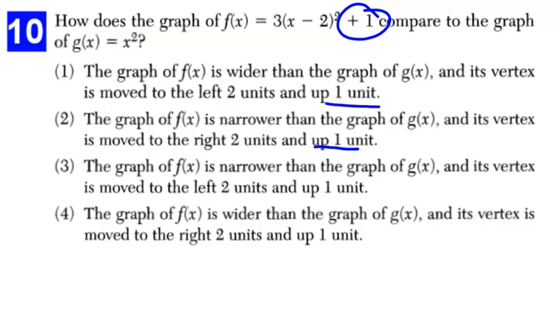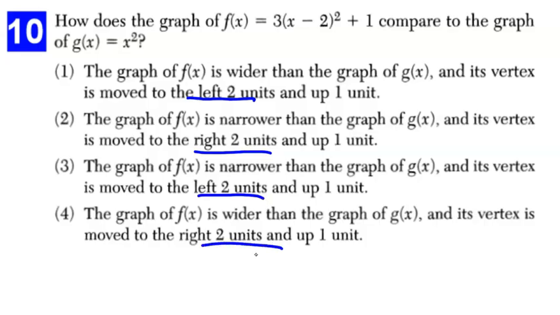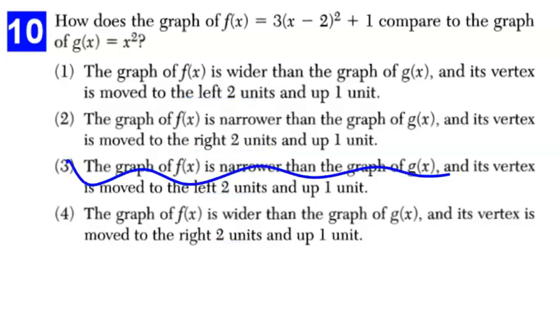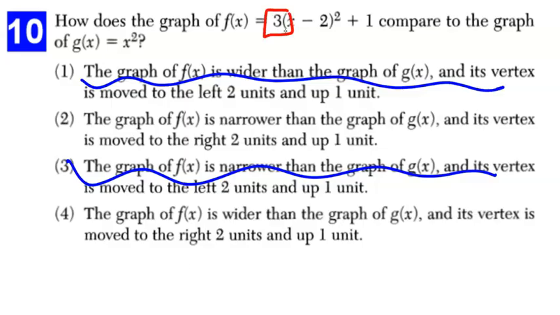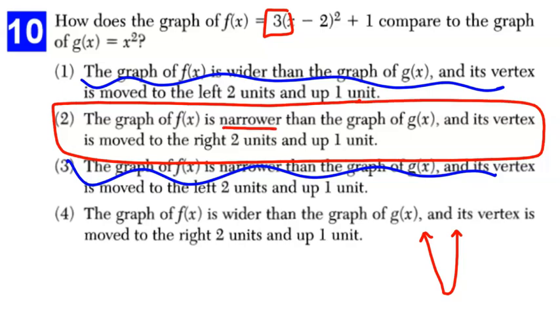So I'm just going to scan here, and they all say it, so I no longer need to think about this one. When I scan in the middle here, I know this is a translation to the right. So I'm going to scan here and see what we have. 2 units to the right. So that means this one is out and this one is out. Now all I need to know is that a dilation is something that stretches you and makes you skinnier or more narrow. So we know that the graph is going to be more narrow.